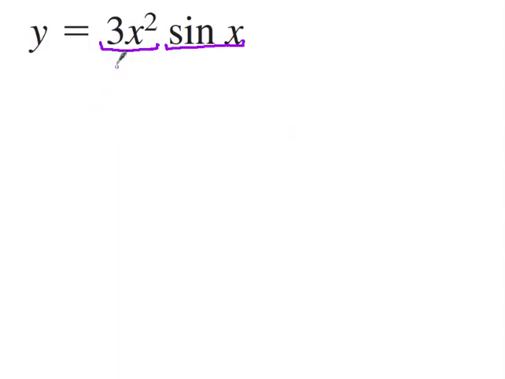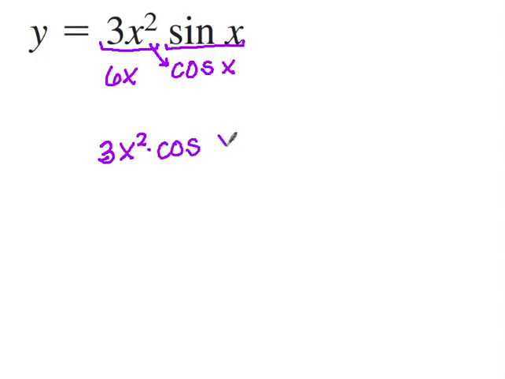So what was the derivative of 3x squared? What's the derivative of sine? Cosine. So now we're going to multiply on the diagonals. Okay, so I start here. So my first term will be what? 3x squared times cosine x, plus this diagonal, 6x sine x. And that's all you can do on this one. That is your answer.